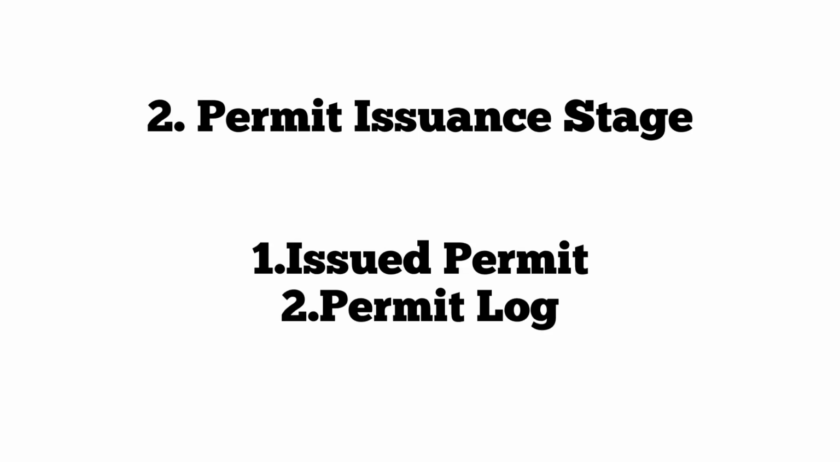During the permit issuance stage, we need two documents mainly, that is, the issued permit and the permit log. We must keep a copy of the permit containing information such as the permit number, authorized personnel, work location, duration, and specific conditions or requirements. In addition to this, we must keep a record of all permits issued, including permit numbers, date of issuance, authorized personnel, and permit conditions.